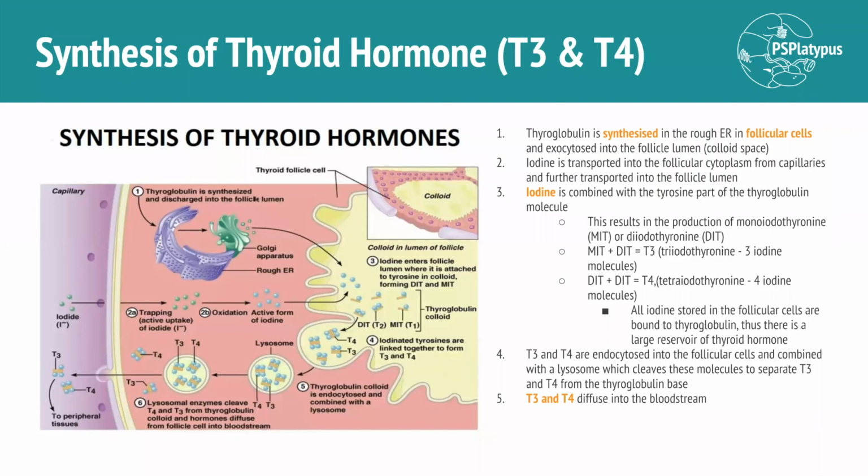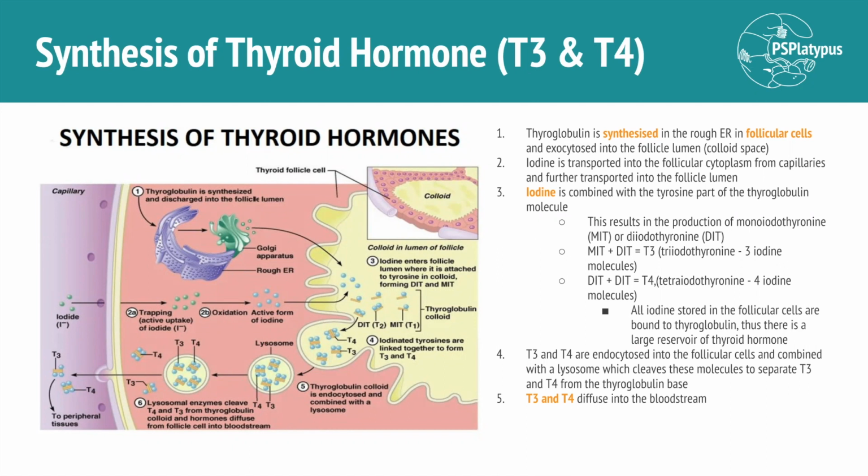So now we know the function of the thyroid gland. It is to produce thyroid hormone. So how exactly is thyroid hormone synthesized? Well, it is synthesized in the follicular cells of the thyroid gland. The rough endoplasmic reticulum in our follicular cells synthesizes thyroglobulin, and it is then exocytosed into the follicular lumen, known as the colloid space.